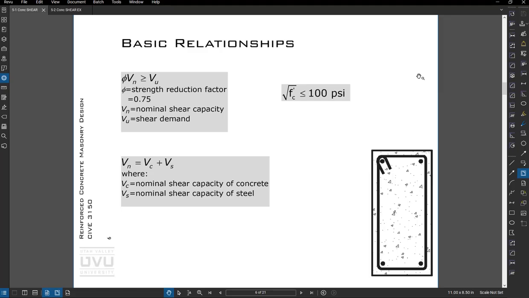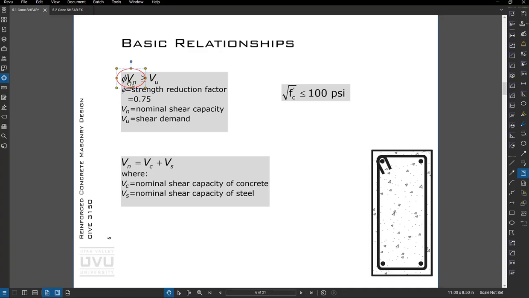Okay, so some fundamental relationships. We want the nominal shear strength, so V sub n times phi, to be greater than the shear demand. The shear demand is going to be calculated from a beam analysis. The shear capacity is going to be calculated based on the mechanics of the concrete and the rebar stirrups, or ties if we happen to be in a seismic area.